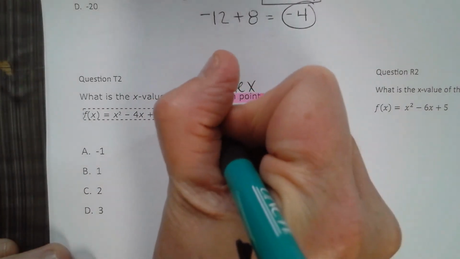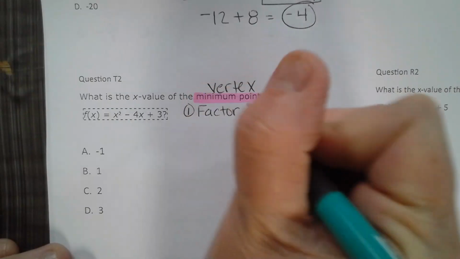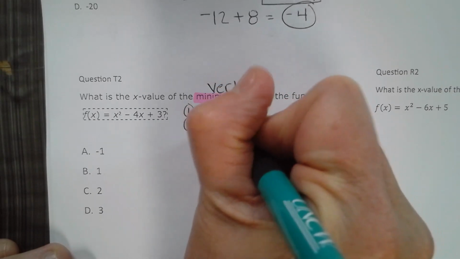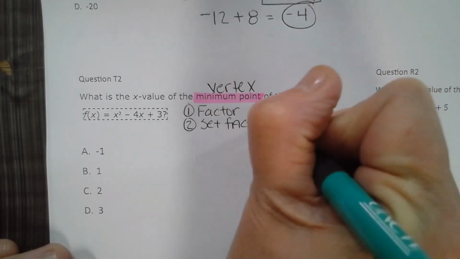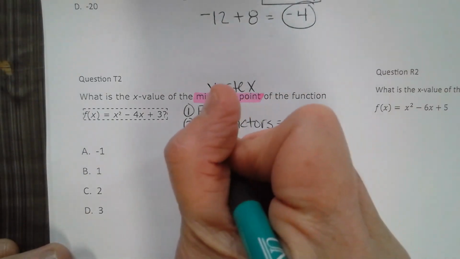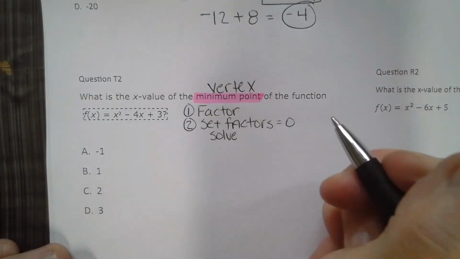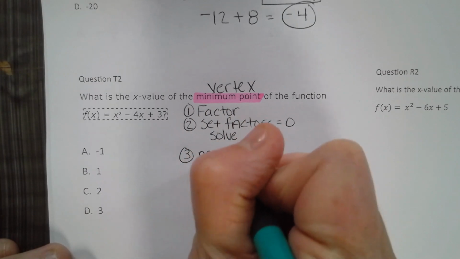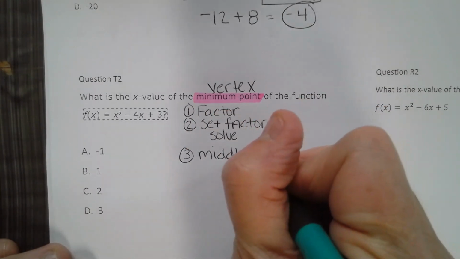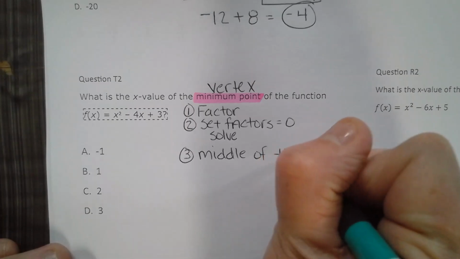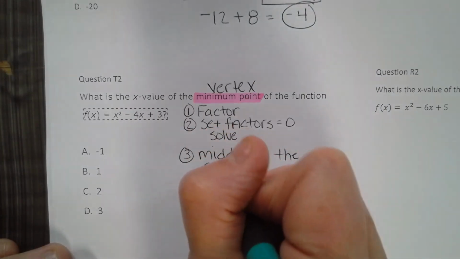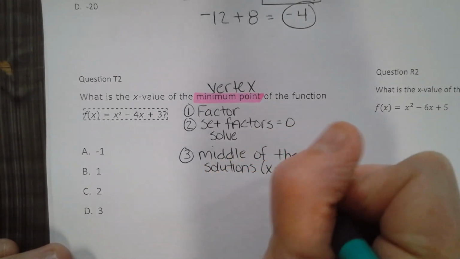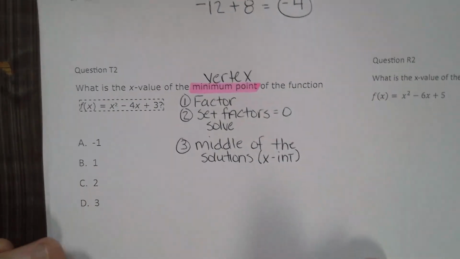First thing we're going to do is we're going to factor. Then we're going to set each factor equal to 0. And we're going to solve them. And then we're going to find the middle of the solutions. Okay, remember that the solutions are the same things as an x-intercept on the graph. So we're going to find the middle, and that's where our vertex is going to be.